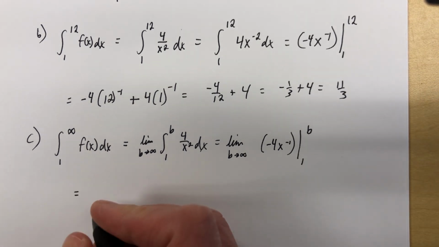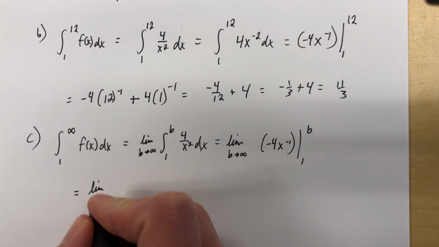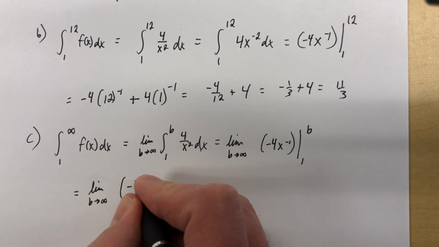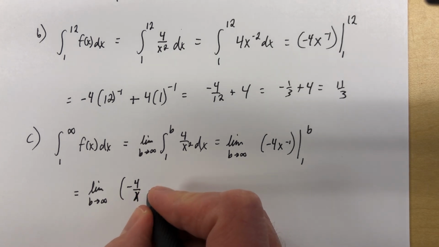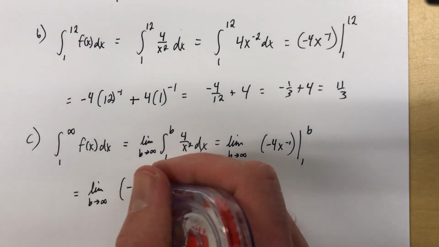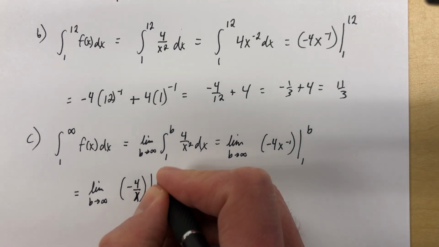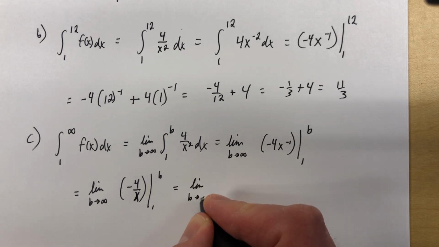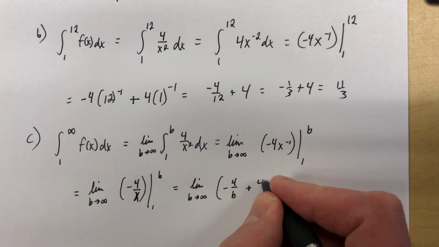So let's proceed. Just for the sake of visualizing what's about to happen with the infinity, I'm going to rearrange things just a little bit. So we're going to have negative 4 over x, let's go ahead and call it x, and minus, oops, sorry, I was plugging things in while trying not to plug things in. There we go. This is what I really have. We're going to go from 1 to b. So we'll have the limit as b approaches infinity of negative 4 over b minus negative 4 over 1.